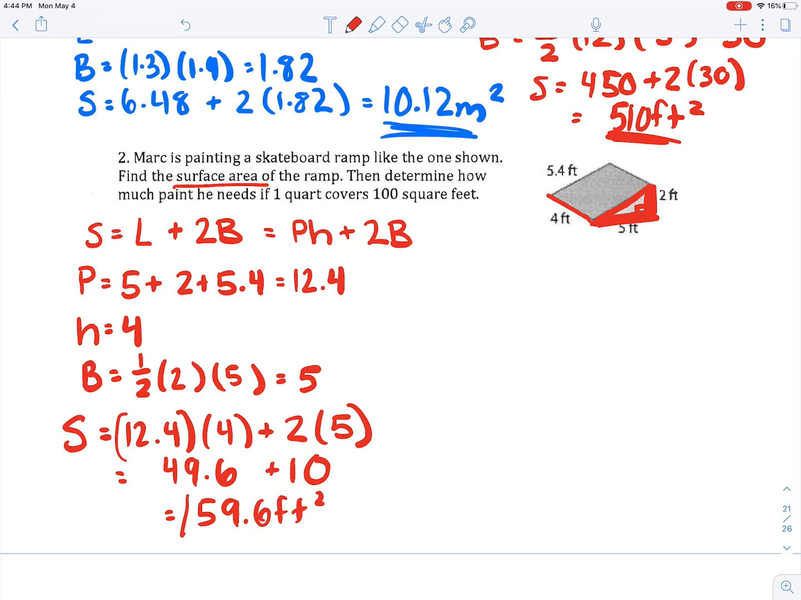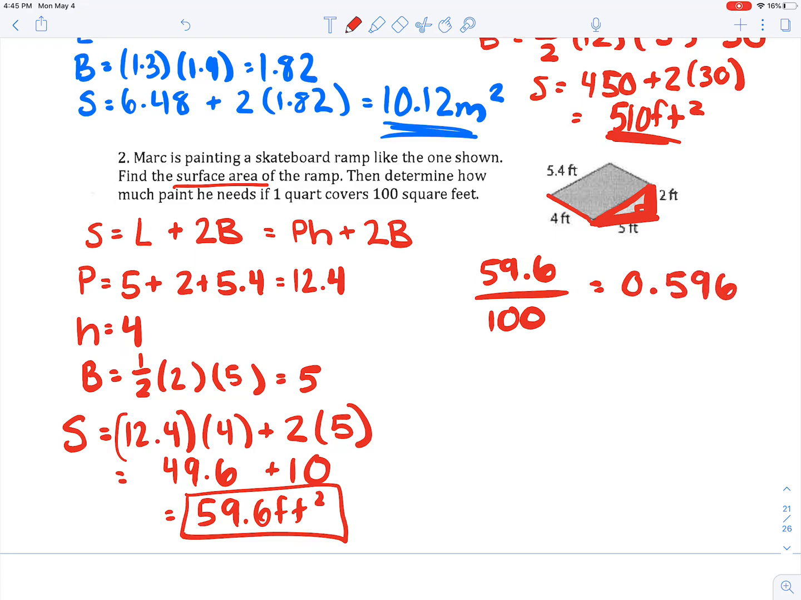Okay, so that gives me the first part of the question. The second part wants to know if 1 quart covers 100 square feet, about how many quarts will he need? Well, I can do 59.6 divided by 100 square feet for a quart. And you might be able to tell he's not even going to need a full quart. He's going to need a little bit more than half.